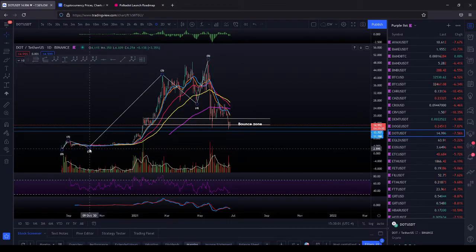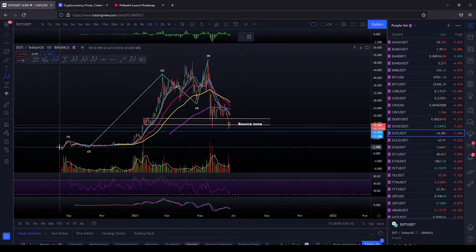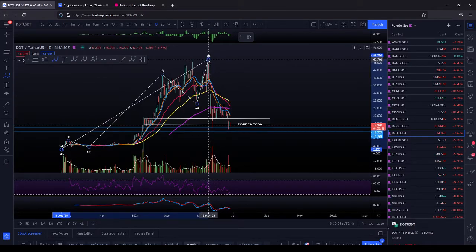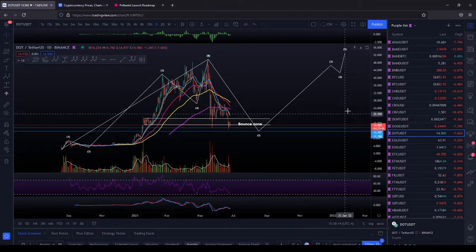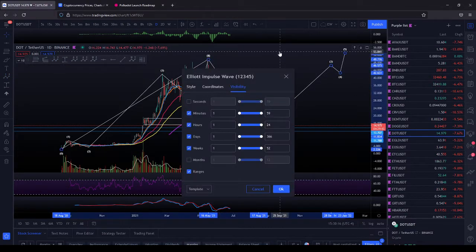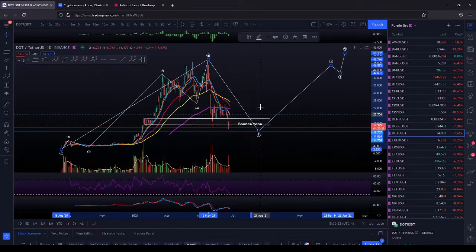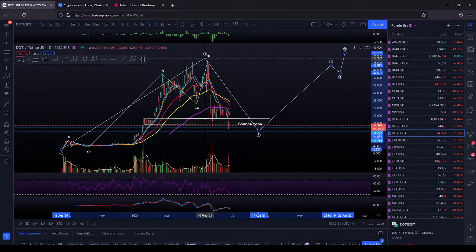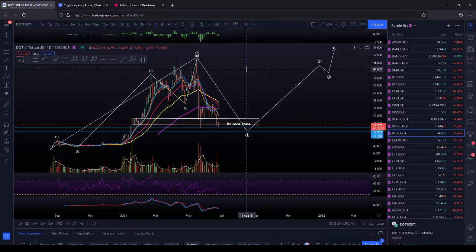So let's just do another one. 1, wherever it lands, 2, 3, 4, 5. All right, let's upgrade the waves. There we go. So you see, this is probably a truncated fifth because you have wave 3, which is significantly longer than wave 1. So there's a high chance of that.